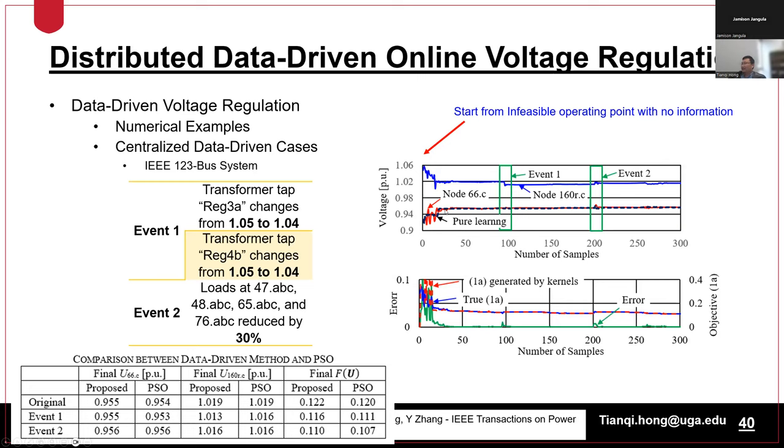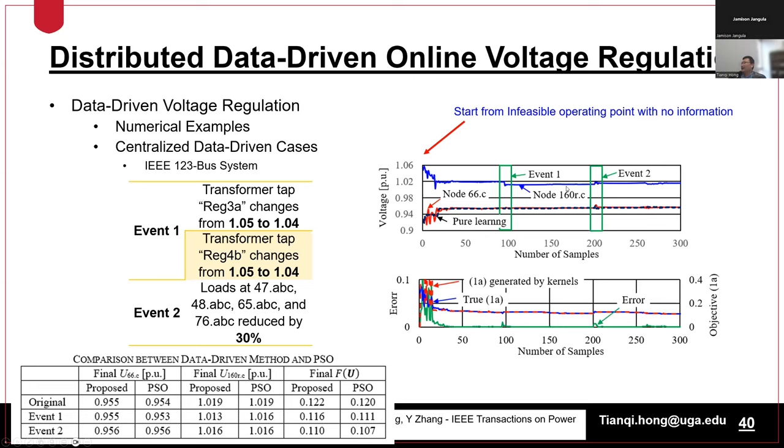And at 100 samples, we implement event one, which means we change the transformer type. We can see that the voltage has a step down here, but the system can still operate; the proposed method can still operate smoothly. And at event two, we lower the loads at certain nodes, so we can still see the voltage is within the limit. Of course, the update here is very minimal, so we cannot see it clearly from the voltage.